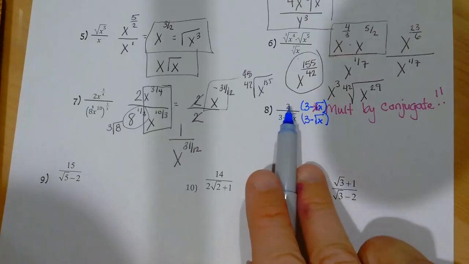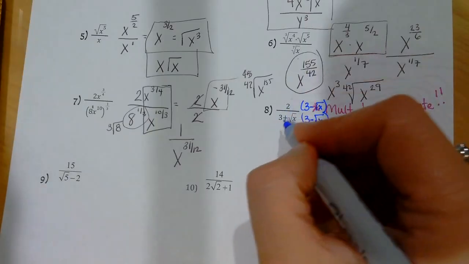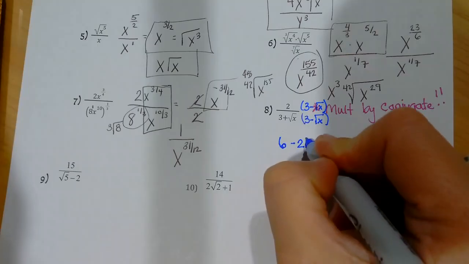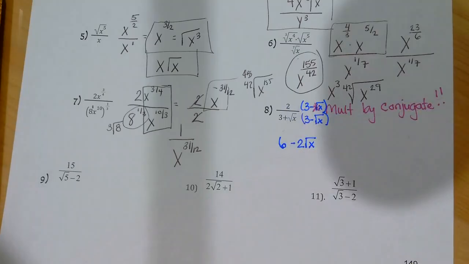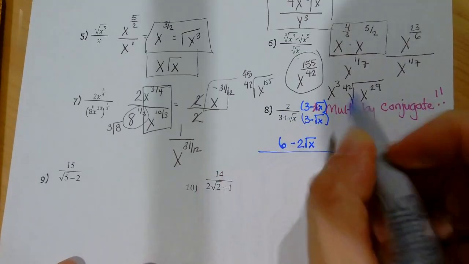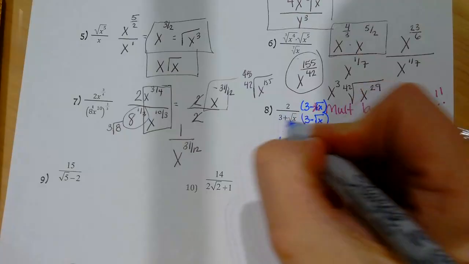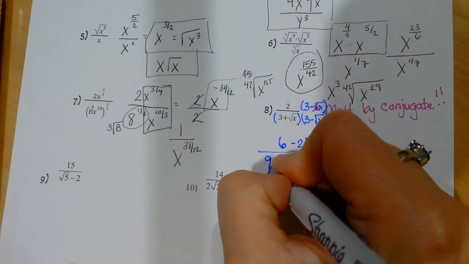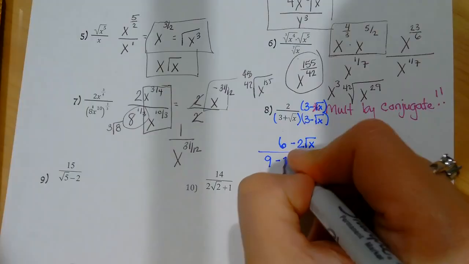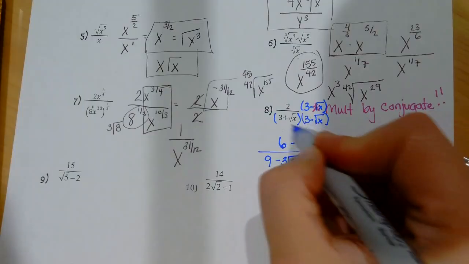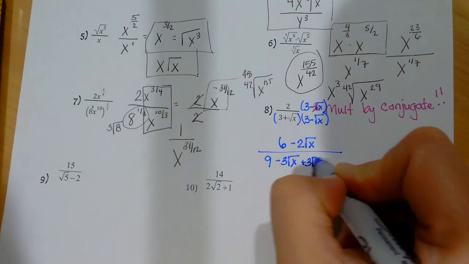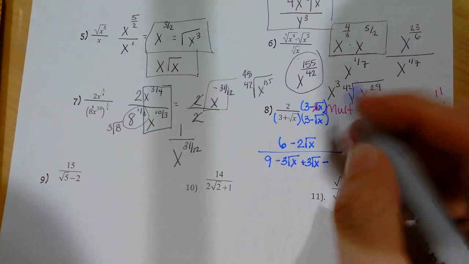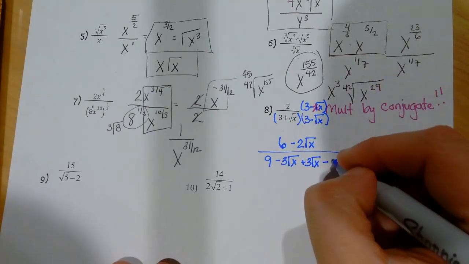So the way I see it on top is this is just distribute. So I'm going to get 6 minus 2 root x, outside, inside, all over. Now this is a binomial, so I've got to FOIL. 3 times 3 is going to be 9, minus 3 root x, plus 3 root x. That always happens in conjugates, remember. Positive times a negative is a negative, and root x times root x is just x.